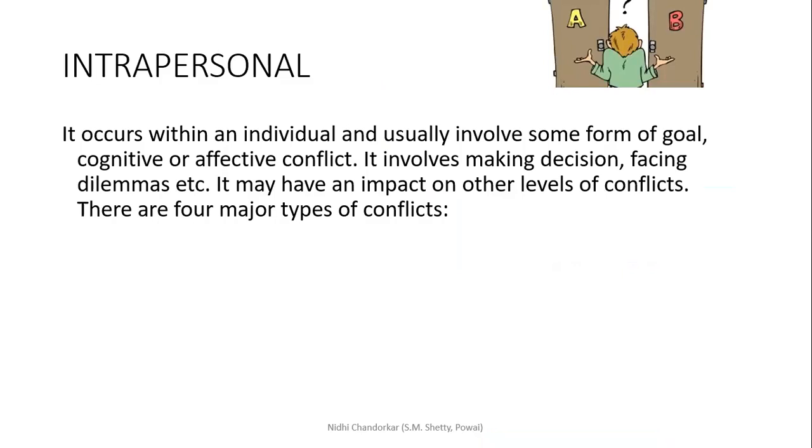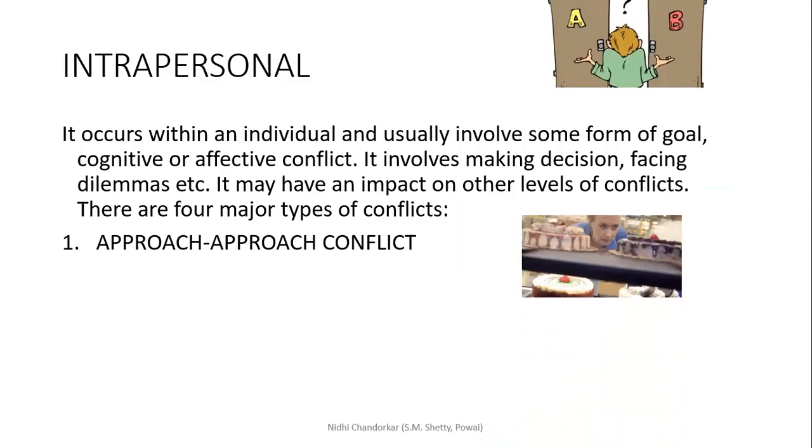Let us understand intrapersonal conflict. It occurs within an individual and usually involves some form of goal, cognitive or affective conflict. It involves making decisions, facing dilemmas, etc. It may have an impact on other levels of conflict. There are four major types of intrapersonal conflicts. The first one is approach conflict. This happens generally when you have alternative courses of action and all of them are equally good.